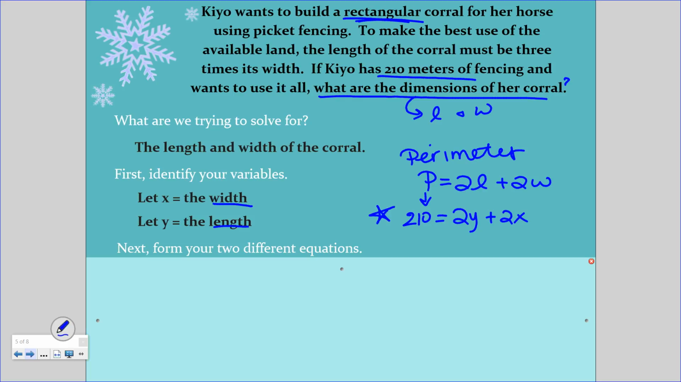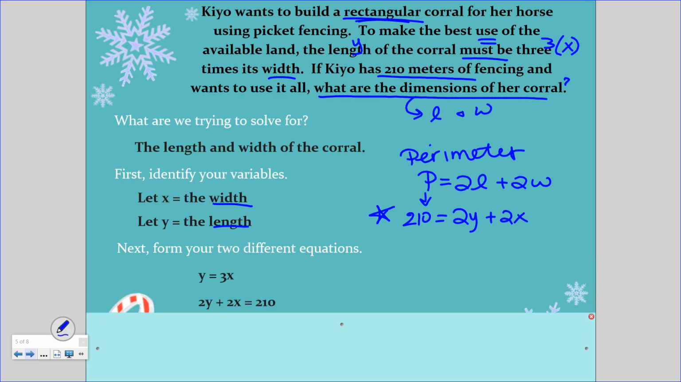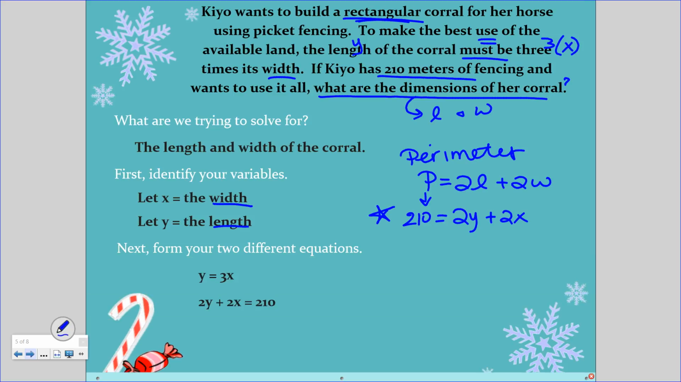Now, to get the second equation, let's go back to the word problem. There is a sentence in there that tells us to make the best use of the available land, the length of the corral, remember length we named as y, must be 3 times the width. The width we named as x, right? So that equation, the must be, is where our equal sign will go. That is our second equation. So we now have our 2 equations set up.